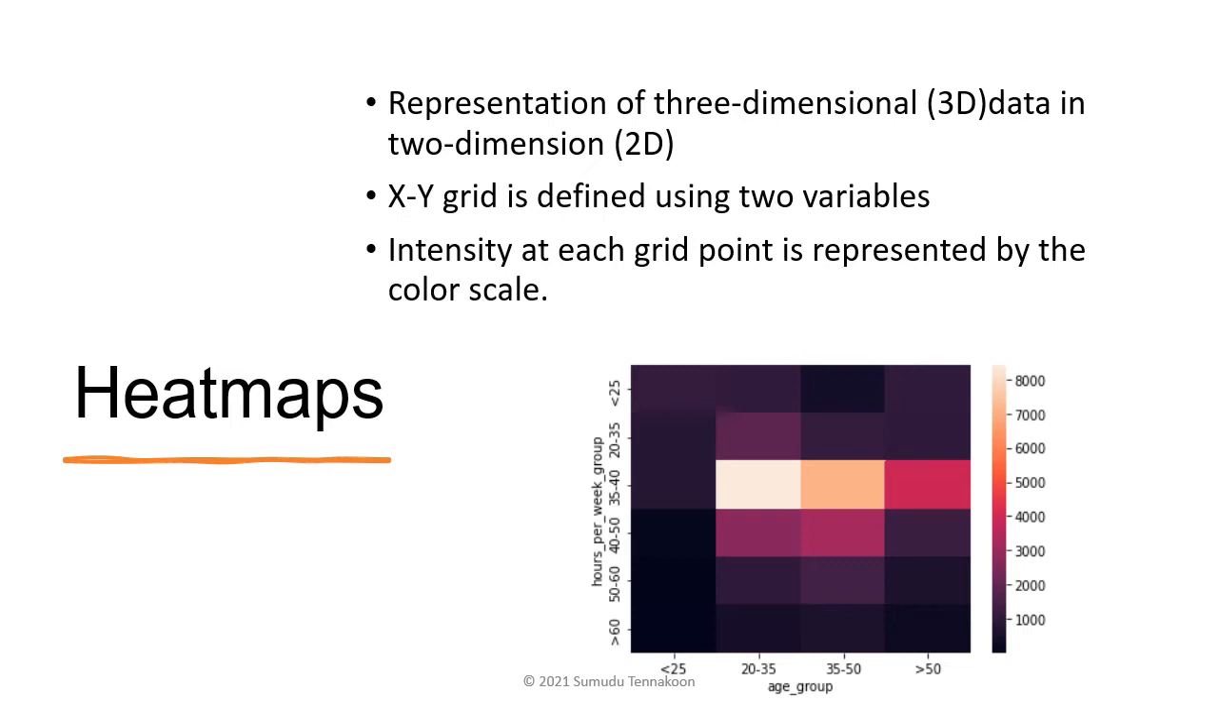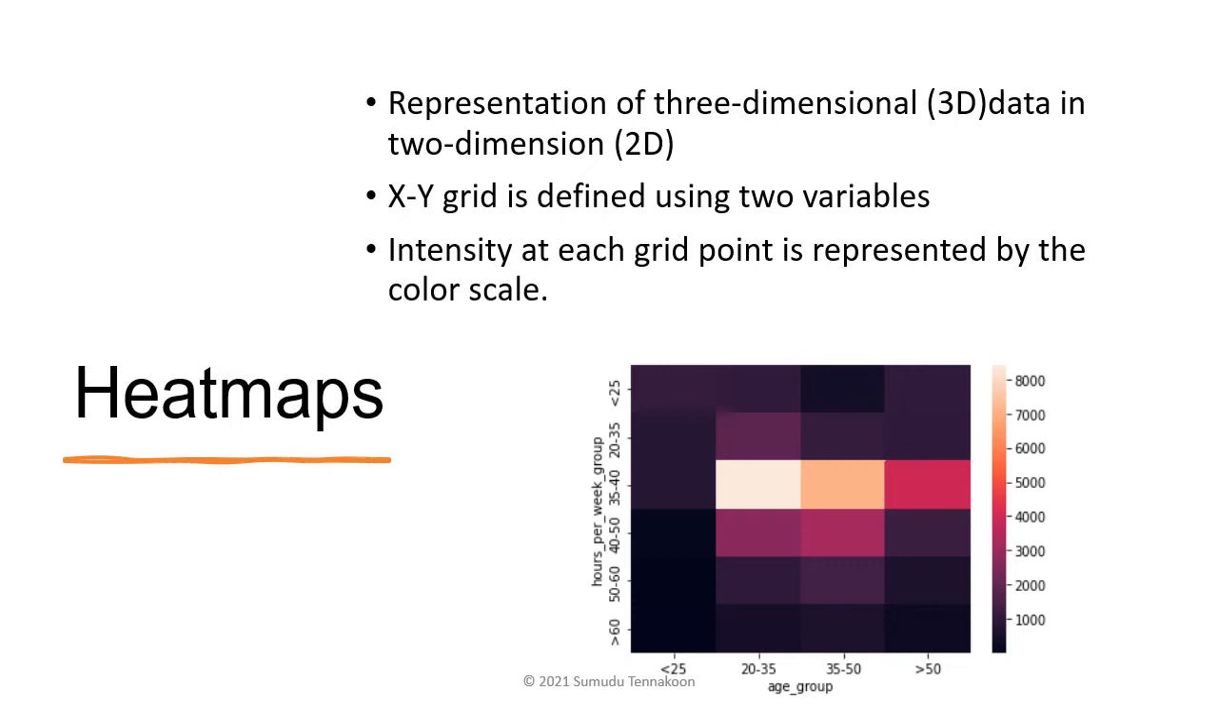For example, the cell in the bottom left corner will tell you about people with age less than 25 who also work greater than 60 hours, right? So that's the category. And the top left category will tell you about people with age greater than 25 who also work less than 25 hours per week. Like that, you can read the cells in the heat map.